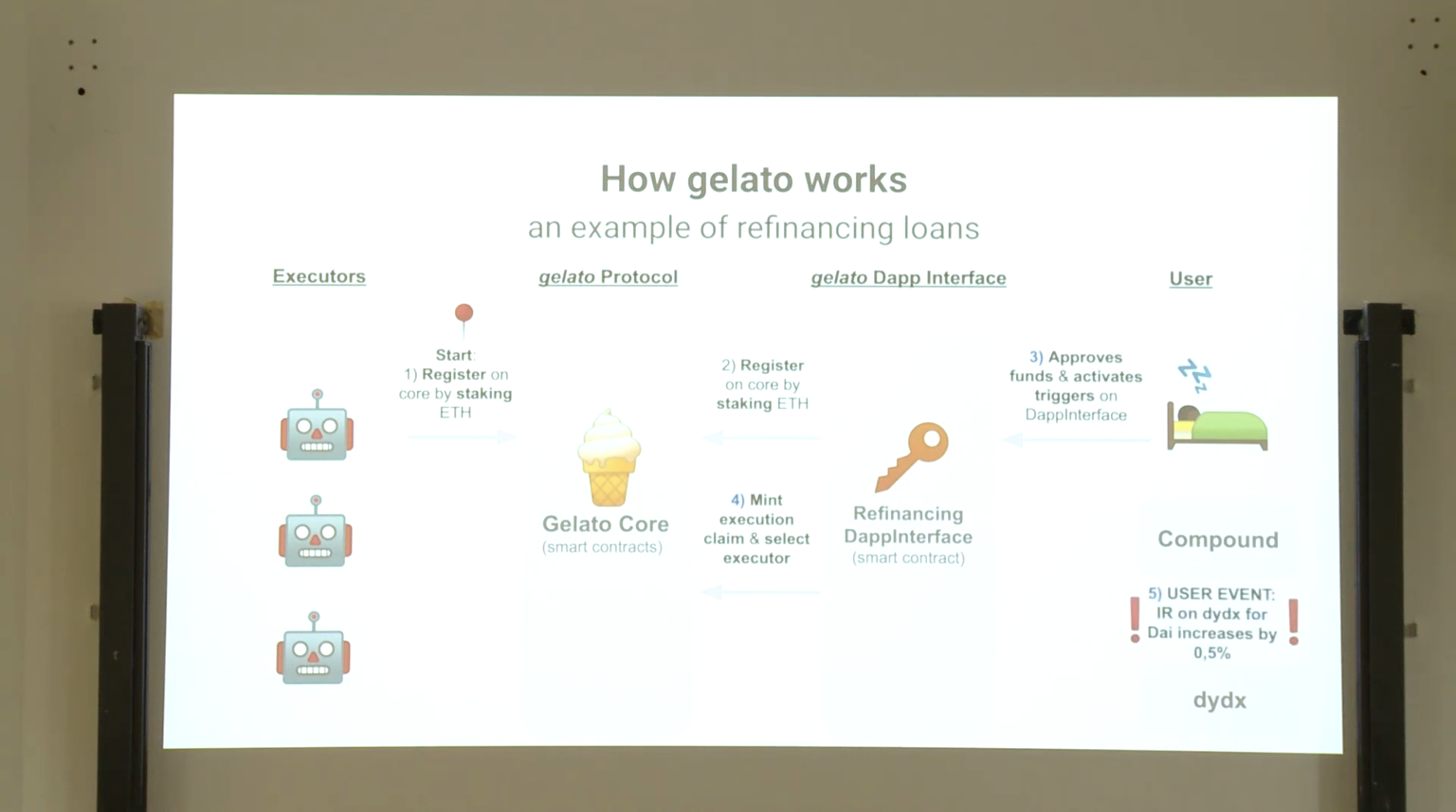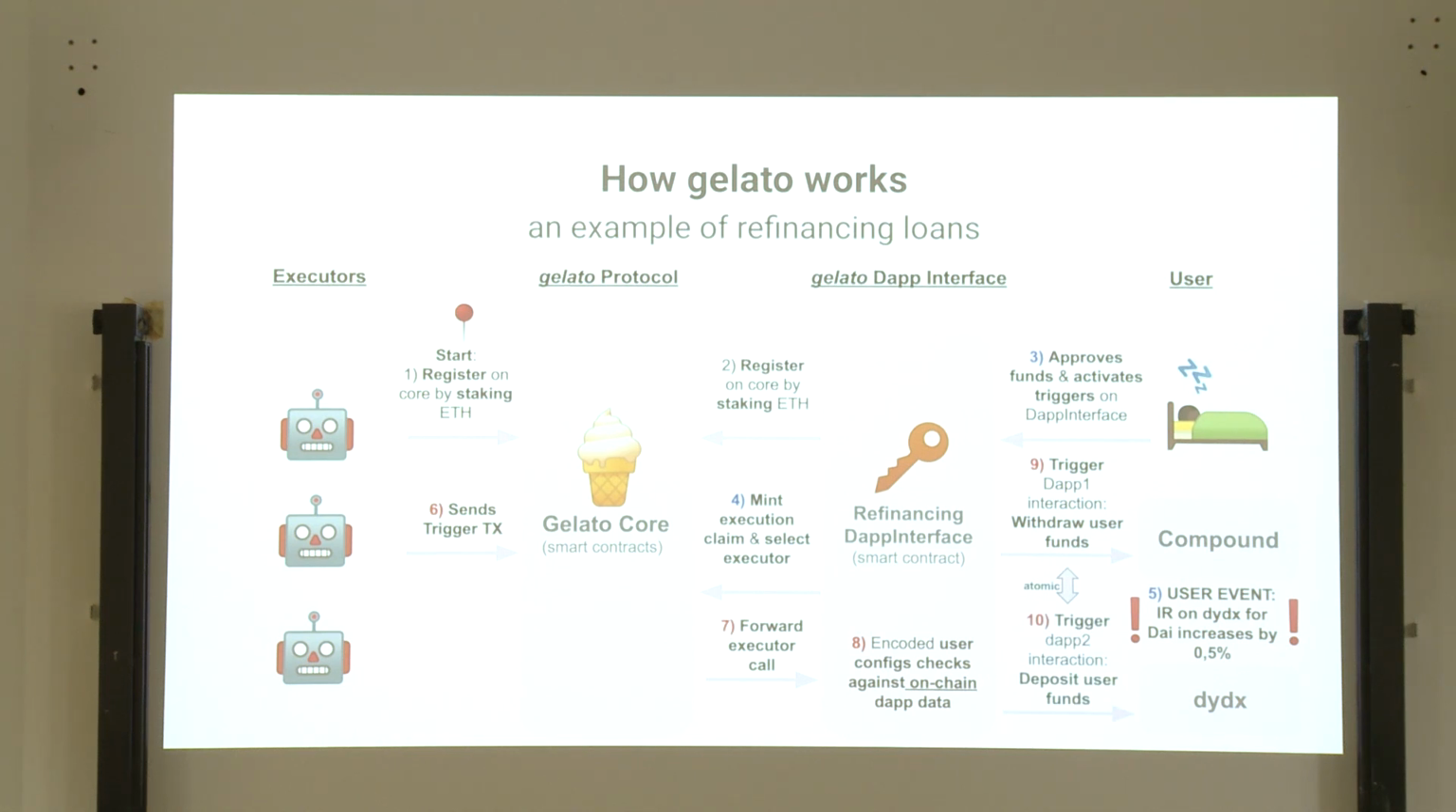When the user event actually happens on the Dapp, so for example, in this case, the interest rate of dYdX shoots over the one on Compound, the executor then sends the trigger transaction and the core forwards the call to the interface. The interface does all the Solidity smart contract checks, like checking on-chain data, verifying that the event actually happened. And then if it did happen, it triggers Dapp-Interaction 1, withdrawing funds from Compound for the user and automatically also depositing them on dYdX.